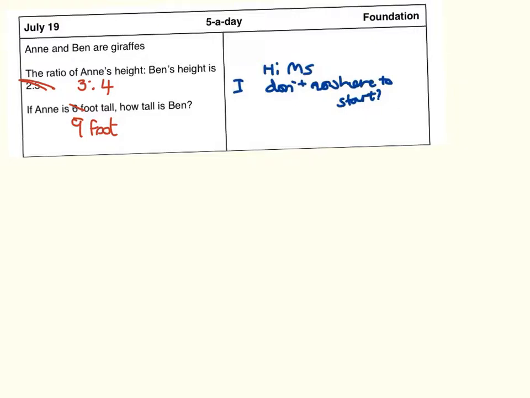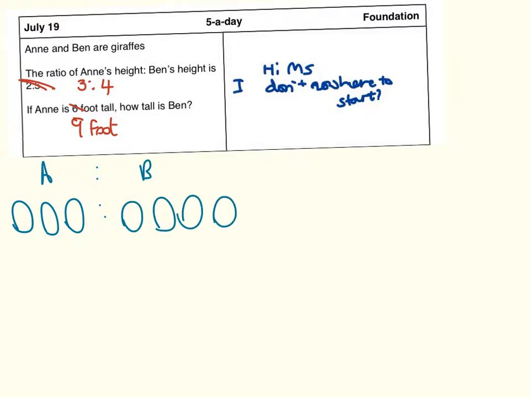So for this question, I've changed the ratio and I've changed how tall Anne is. Now with ratio, you know me in pictures, I find it really helpful to do a picture. So we've got Anne's height and Ben's height. Anne is 3 parts tall to Ben's 4 parts tall. So Ben is taller than Anne by one of those circles. So if Anne is 9 foot tall altogether, then each of these must be worth 3 feet. So Ben must be 12 feet tall.